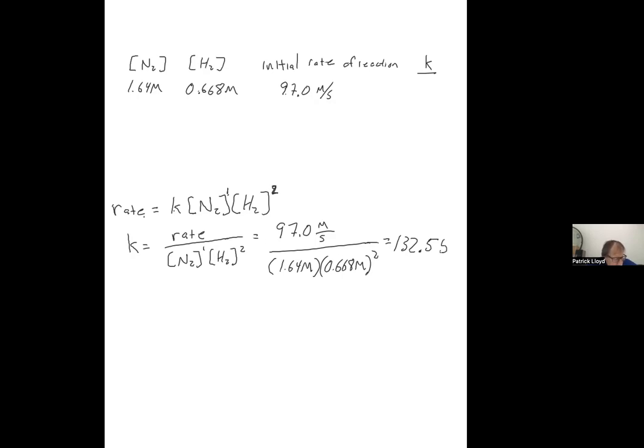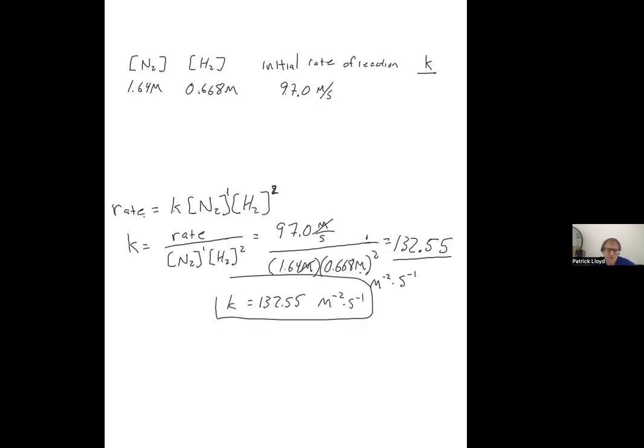Now, we can also put the units in there. What would happen is these units would cancel. You'd have 1 over seconds, so that's reciprocal seconds. And then you'd have 1 over molarity squared, so that'd be molarity to the minus 2. So let me just write it out here a little bit more cleanly. 132.55 molarity to the minus 2 times seconds to the minus 1.